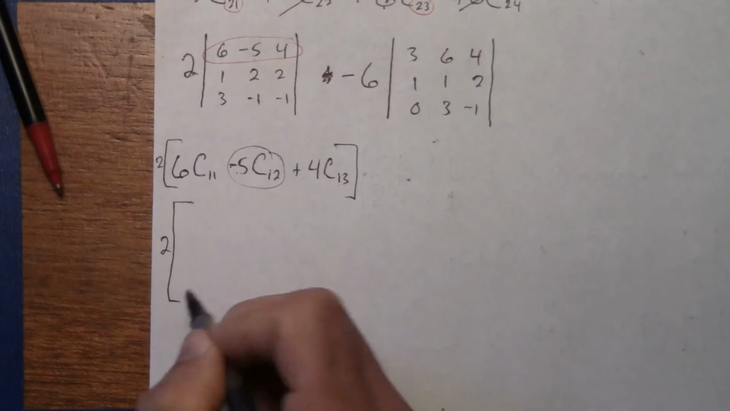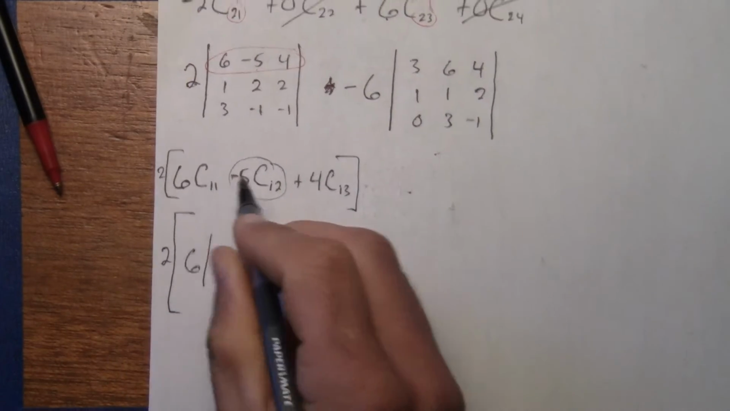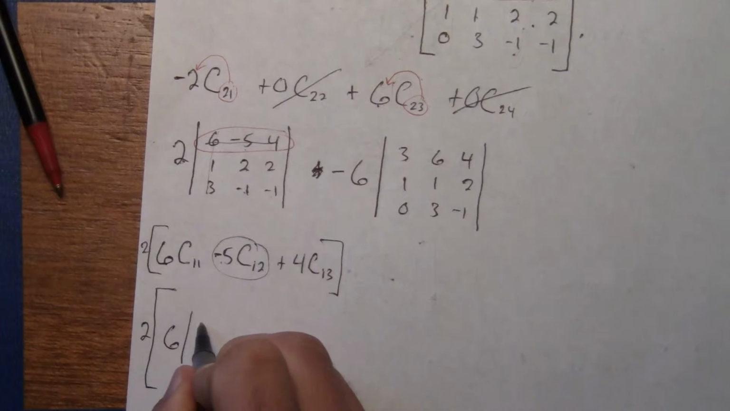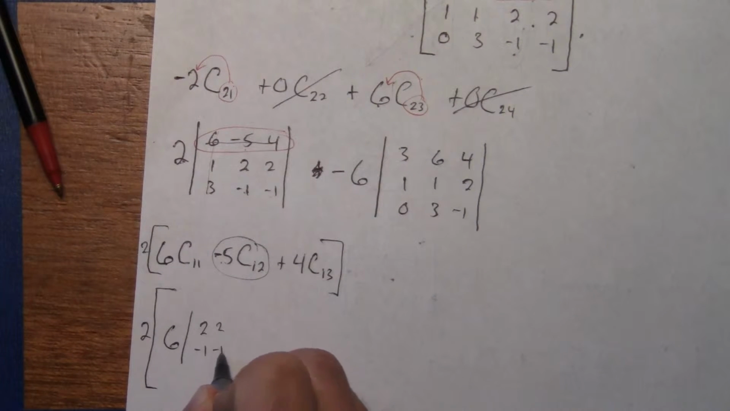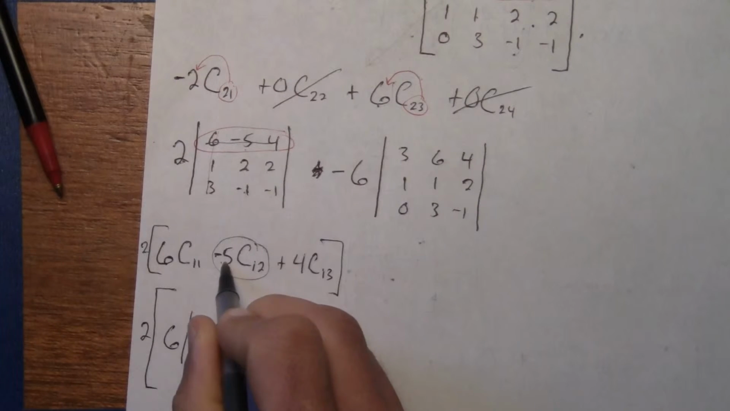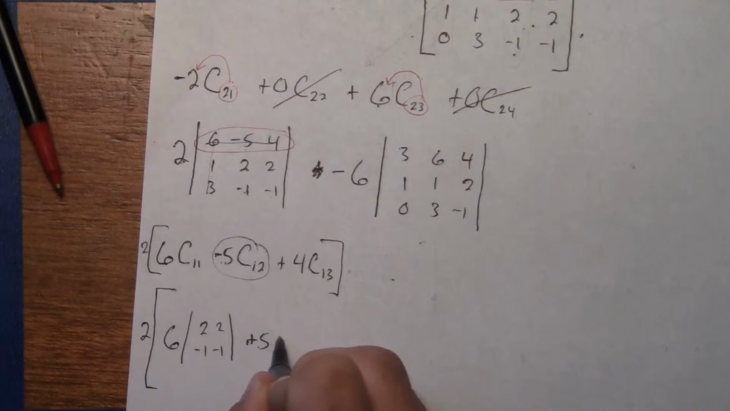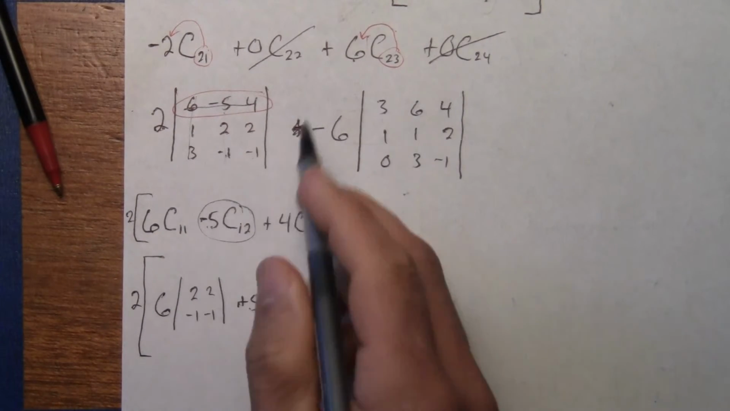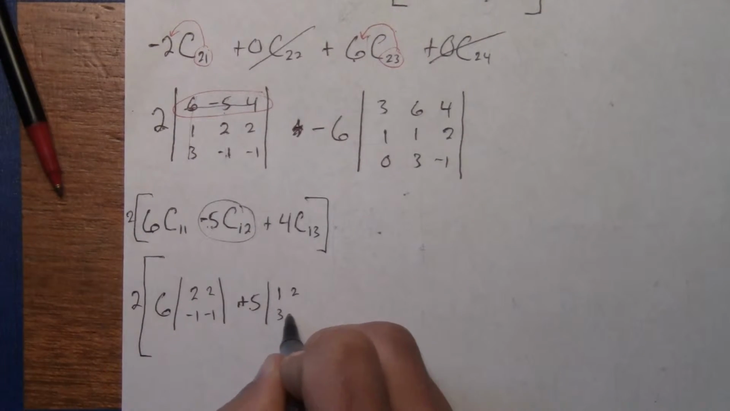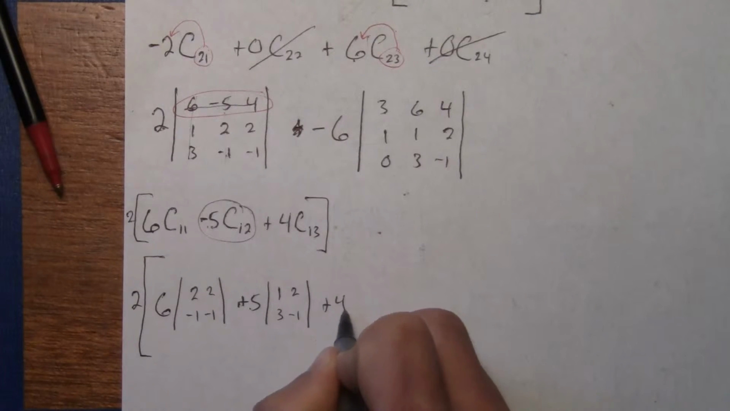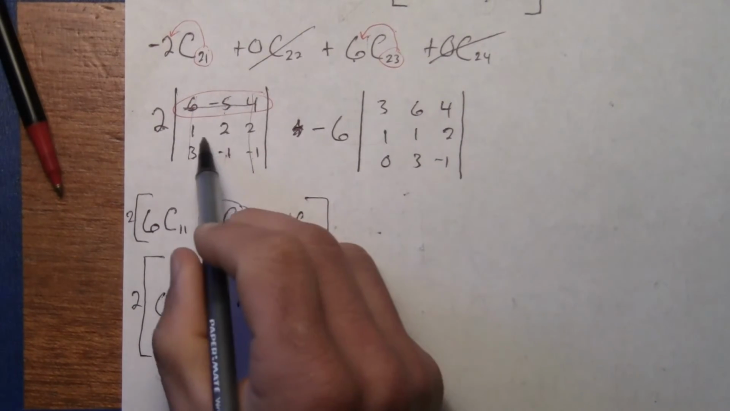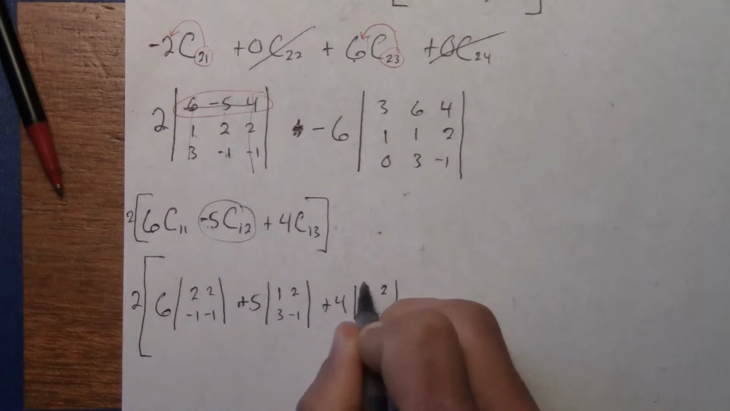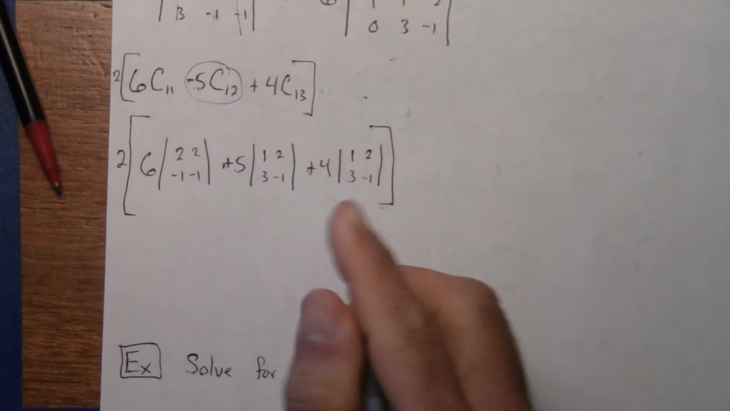So it's 2 times 6 times cofactor. And I'll block out the first row, first column. That gives me 2, 2, negative 1, negative 1. Remember, I'm switching the sign, so I'm going to switch this to plus 5 now. Cofactor, block out the first row, second column, gives me 1, 2, 3, negative 1. And then plus 4, block out the first row, third column, it gives me 1, 2, 3, negative 1. And now I can evaluate.